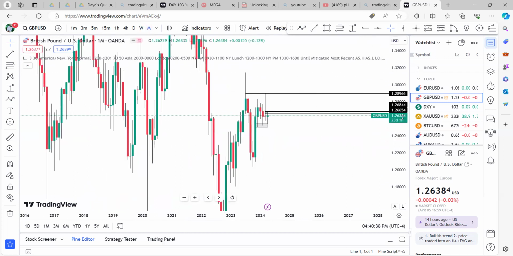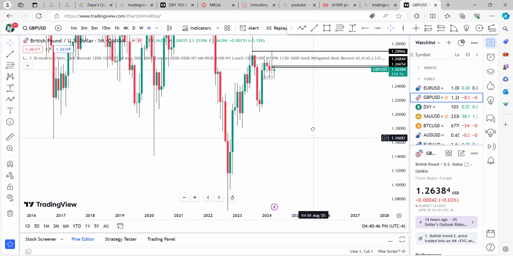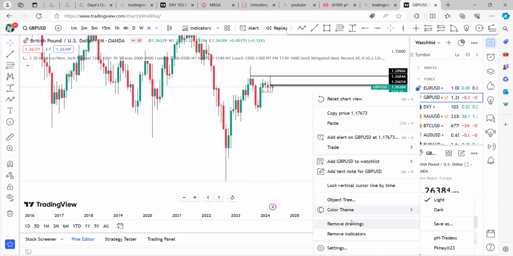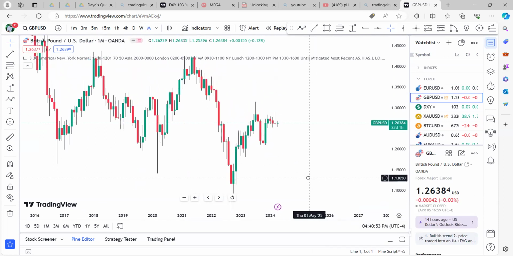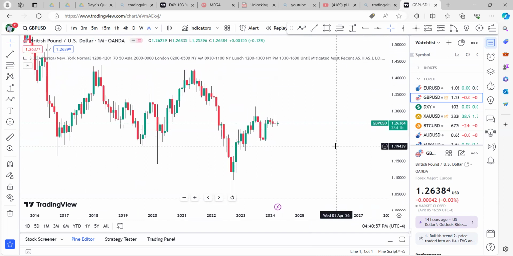Since the DXY is bullish, but I don't see anything clear here on GBP USD. To be frank with you guys, I don't see anything clear here. The only thing I can see is this imbalance being respected here.